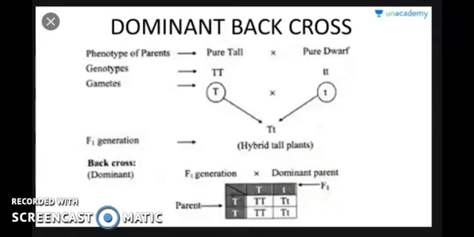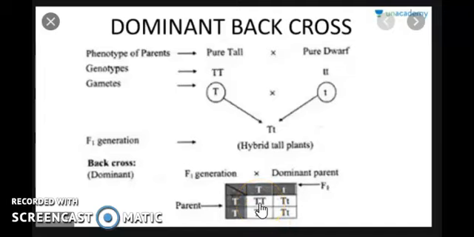Explanation. In a cross between a pure tall pea plant and a pure dwarf pea plant, the F1 hybrids are all tall with genotype capital T small t. When the F1 hybrid is crossed with the homozygous dominant parent, capital T, all the F2 individuals show dominant characters. That is, all the F2 individuals are tall in nature, which may be capital T or capital T small t.